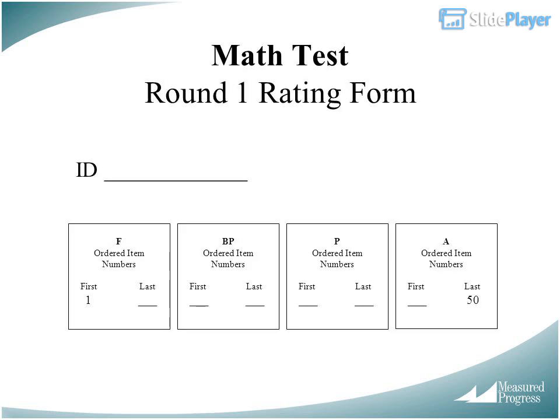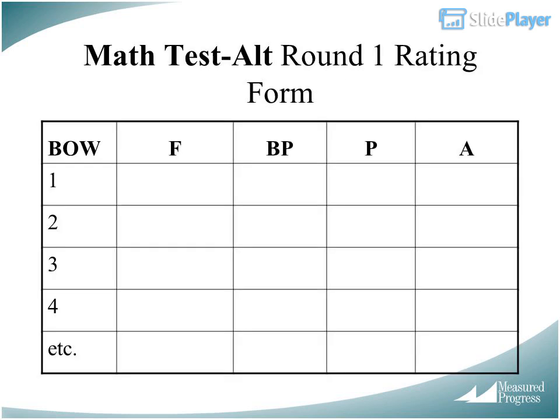Math test Round 1 rating form. ID, first, last. Ordered item numbers. Bookmark: F, BP, P, A. Math test Round 1 rating form. BOW: F, BP, P, A. 1, 2, 3, 4, etc.